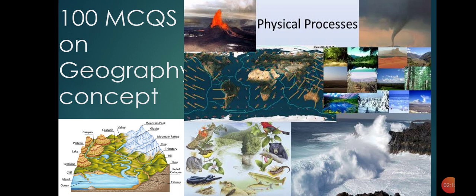Question number 4. Which one of the following is depositional form? Answer is stalagmite. Many depositional forms develop within limestone caves. The chief chemical in limestone is calcium carbonate, which is easily soluble in carbonated water, that is carbon dioxide absorbed rainwater.